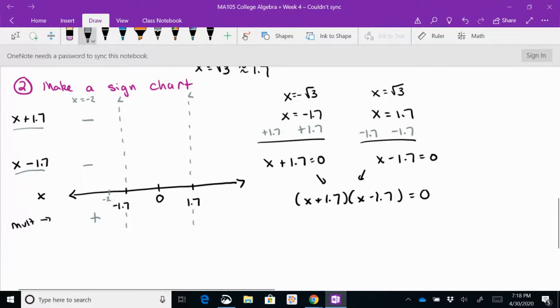Once I fill that in, I'm going to go into the middle section. Now what's really nice is I know that 0 is in between -1.7 and 1.7, so let's use 0, because that's really easy to plug in for x. So if I plug 0 in for x into the x plus 1.7, I get 0 plus 1.7, which gives me 1.7. So that's going to be positive. So I get a positive number out. If I plug 0 into x minus 1.7, I get -1.7, so I have a negative sign. And a positive times a negative gives me a negative, so I'm going to write a negative sign underneath.